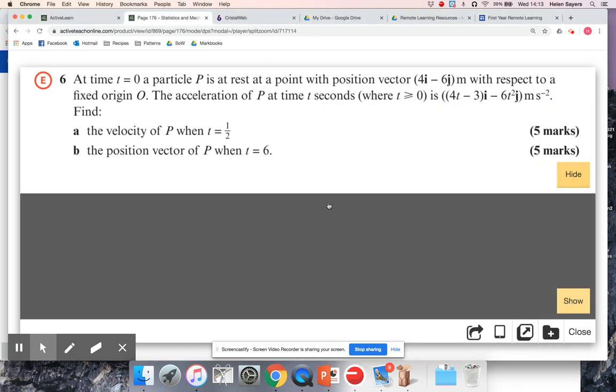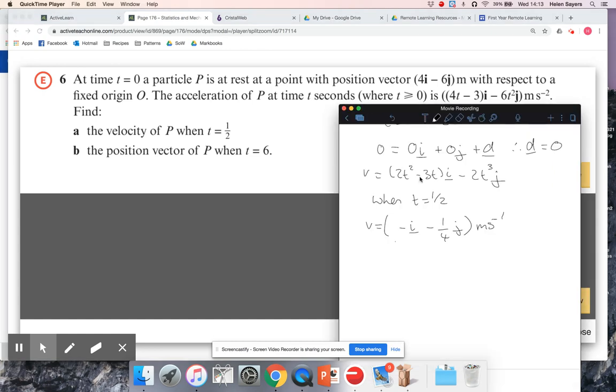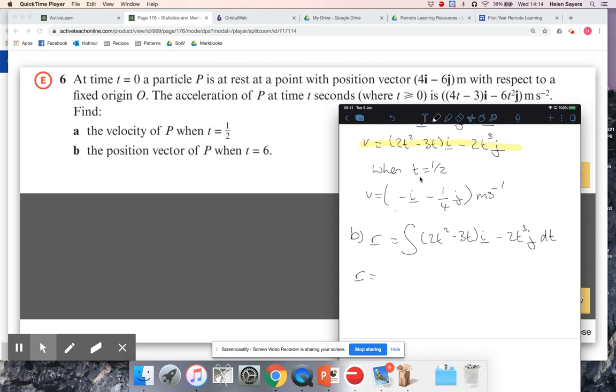Right. And then the position vector of P when t is 6. Again, they're not playing around here. There's no sort of tricks to this. It's just straightforward. You need to know that position is going to be the integral of your velocity vector, which is this vector here. So the integral of 2t squared minus 3t i minus 2t cubed j. So again, I'm going to integrate i and j and then have a constant as a separate vector on the end.